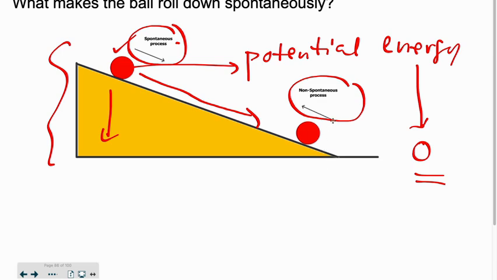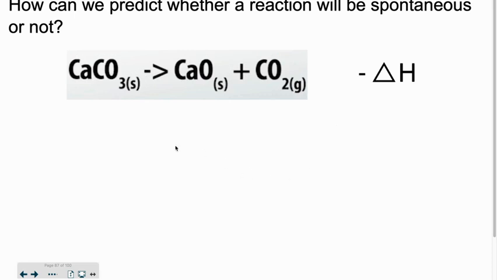Now, this is not physics, this is chemistry, so I'm interested in taking a look at a chemical reaction and stating if that reaction is going to be spontaneous or not. In this particular case here, I see that this is a decomposition reaction. My enthalpy change is negative, which means this reaction is exothermic. I see here that I'm going from solid calcium carbonate to solid calcium oxide, and then I'm also forming carbon dioxide. So how can I tell whether this reaction is going to be spontaneous or not?